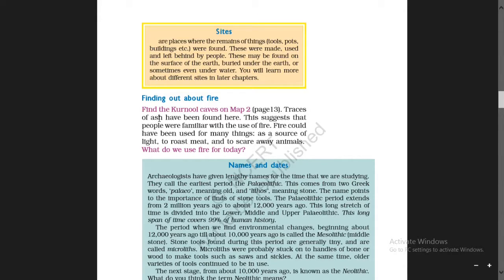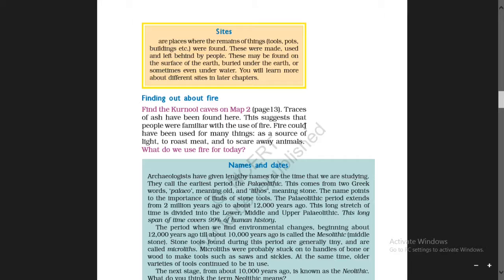Traces of ash have been found here. Traces means something found or discovered after investigation. After burning, say wood or paper, we get ash. So these ashes have been found here in the Kurnool caves. This suggests that people were familiar with the use of fire. So finding that ash suggests what? Those people during those days were familiar, well known with the use of fire. They knew how fire was used.